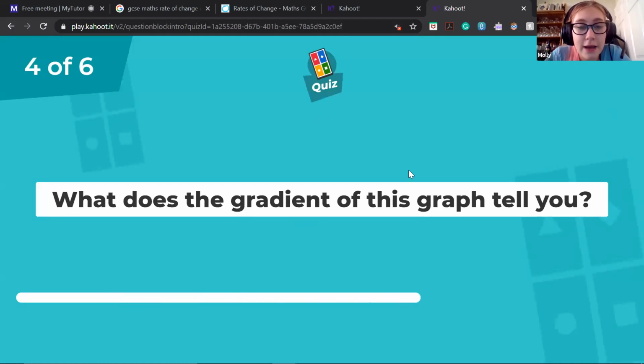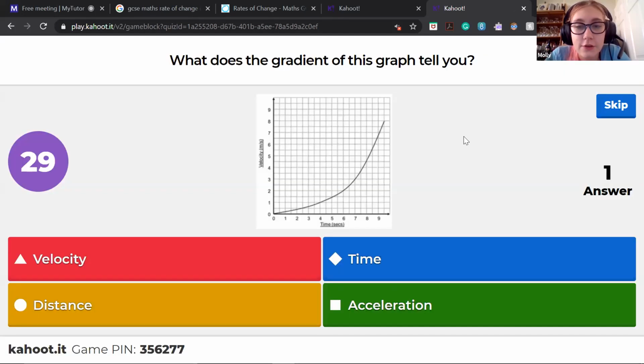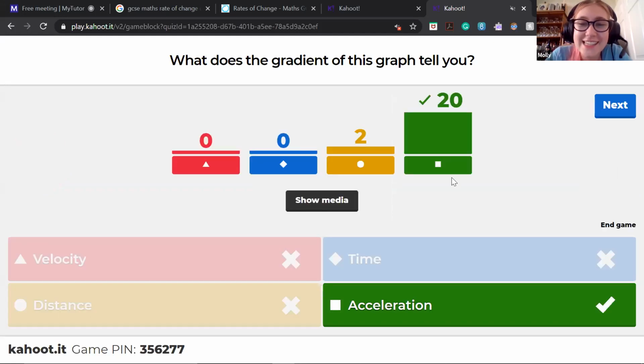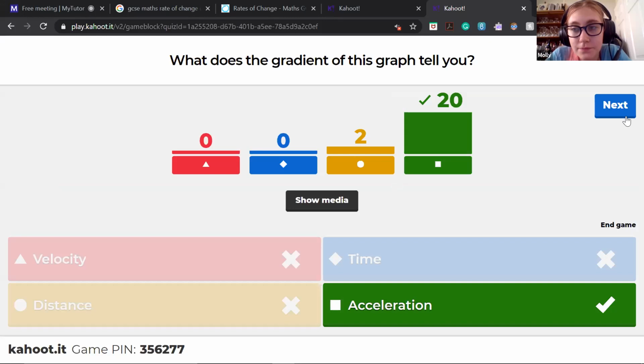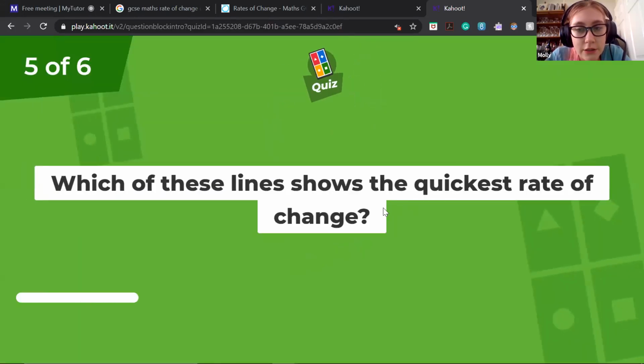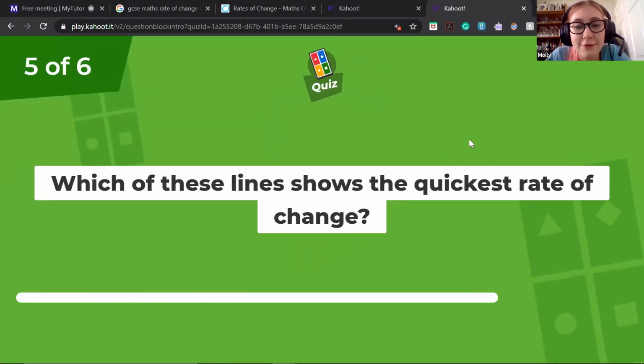Okay, now it's about interpreting it. What does the gradient of this graph tell you? This is a velocity time graph. Fantastic, well done. An interesting fact for those who put distance: the area underneath is actually distance. I have covered that before, but velocity divided by time, we know, is acceleration. Okay, penultimate question. Which of these lines shows the quickest rate of change?